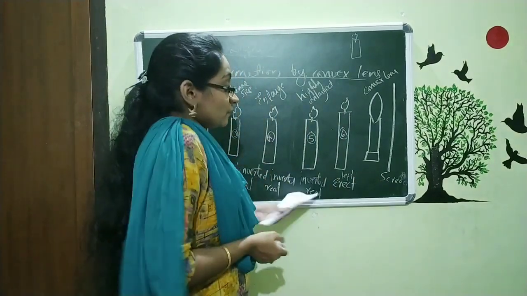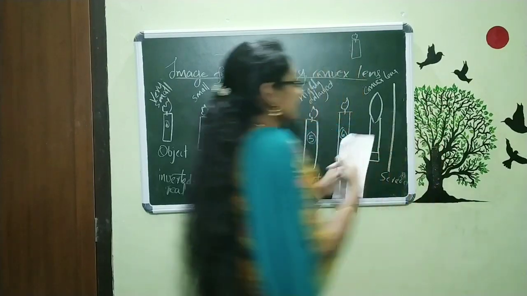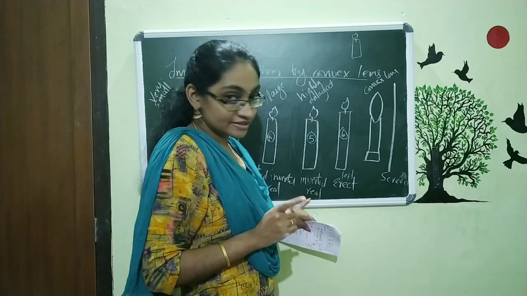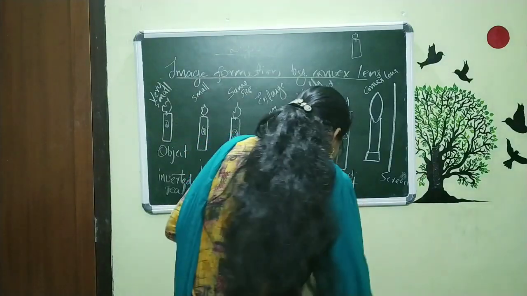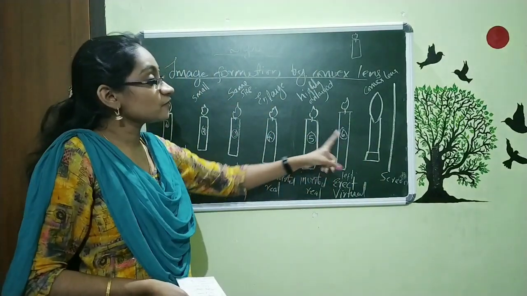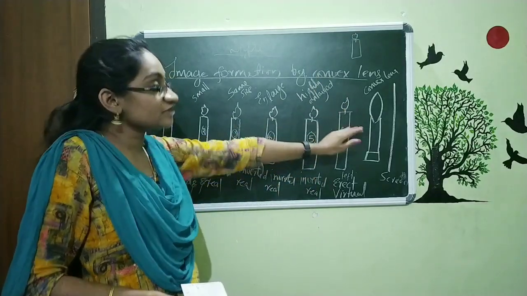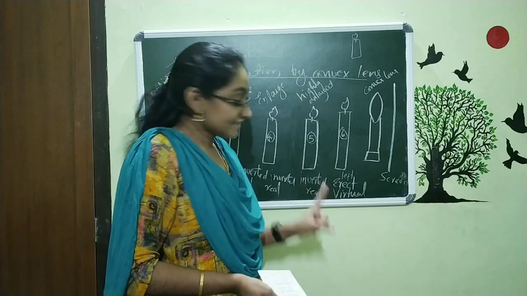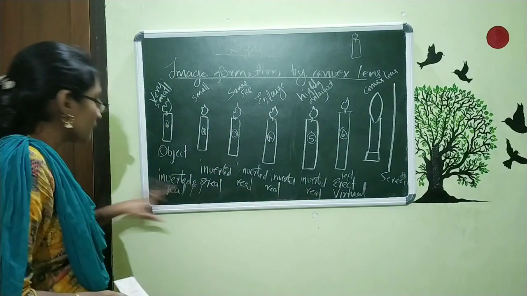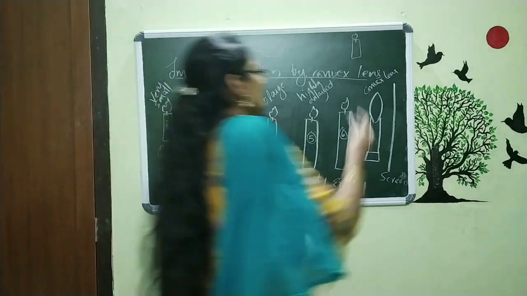And here we can say real if we are getting that image at this side. But here we are getting it on the left side. So it is not real, it is virtual. So only for the sixth case, that means when we are placing the candle very near to our lens, there we get the image erect and virtual. That is different from all these results. And what is the size of our image? It is enlarged.